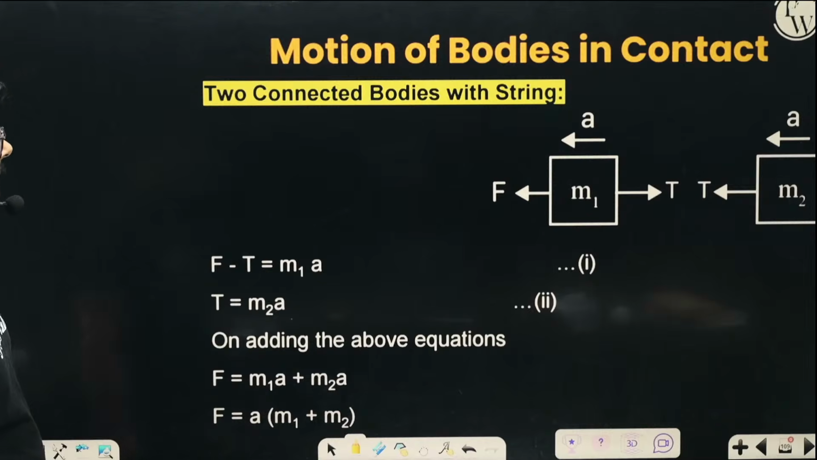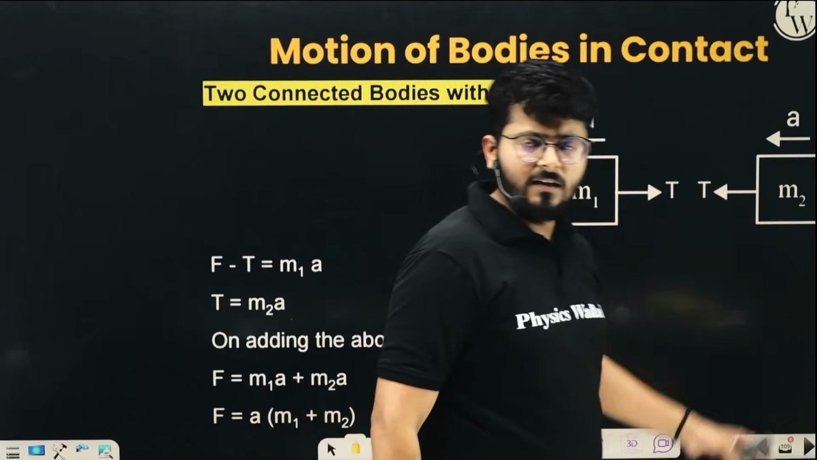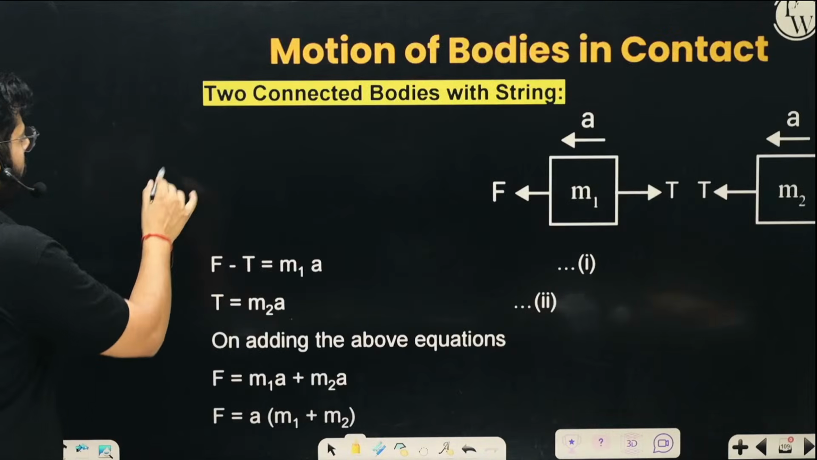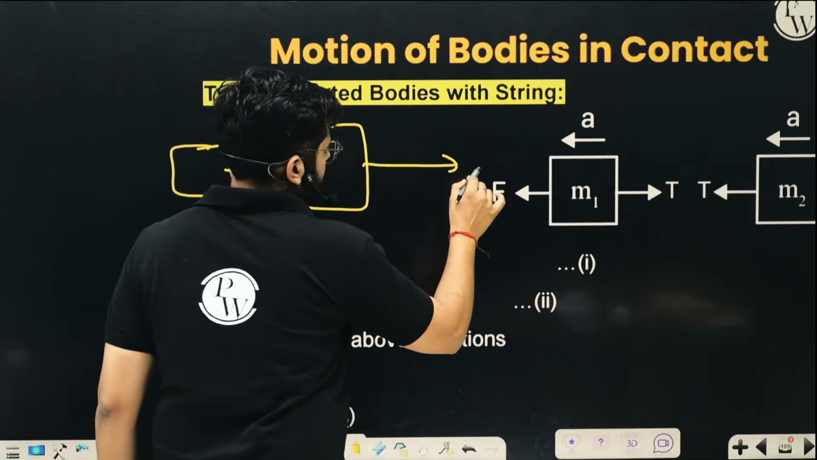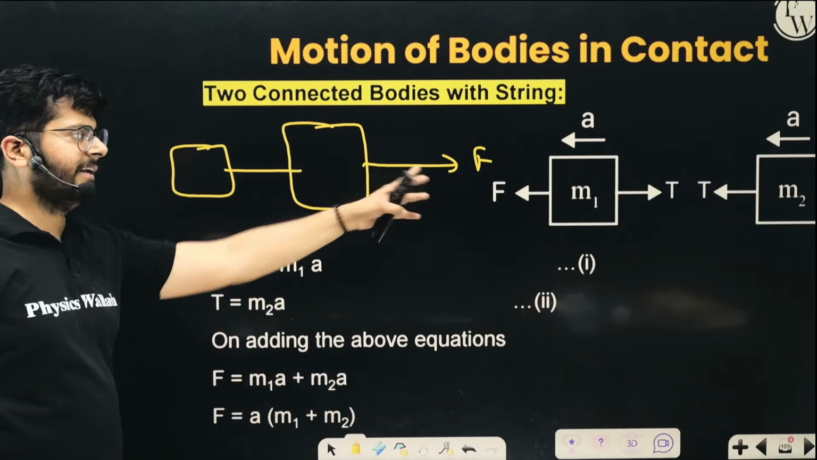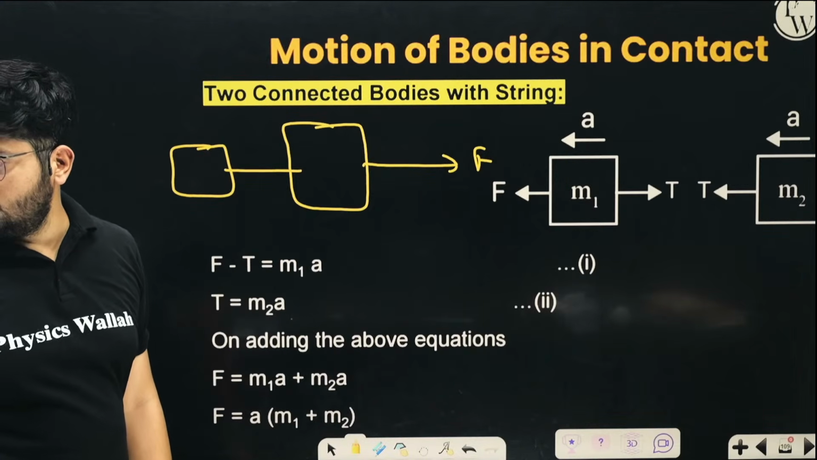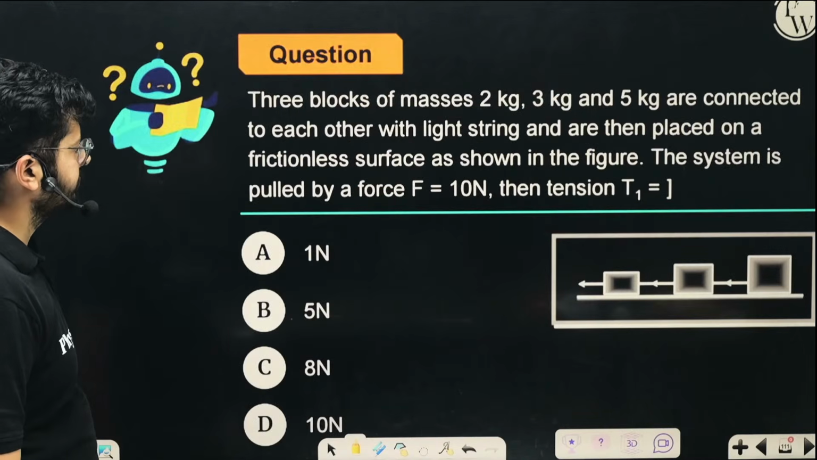Now, similarly, when two bodies are connected with a string and you are pulling them forward like this, they will also share the same acceleration, and acceleration will be net pulling force upon total mass. I hope that is very, very clear, right?